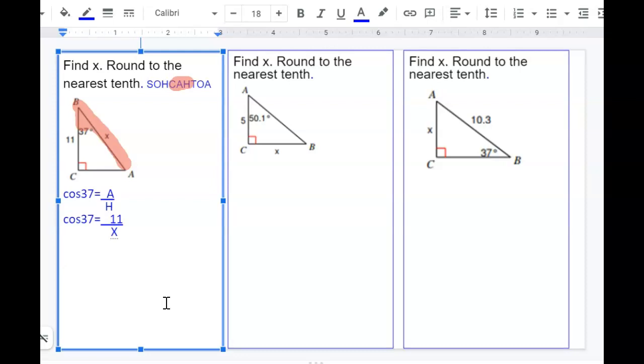Okay, we'll go ahead and solve that. That's a proportion, so you cross multiply by this x. So you cross multiply, you have x cos 37 is equal to 11. Now to get x by itself, we divide both sides by cos 37. So x would be equal to 11 divided by cos 37.